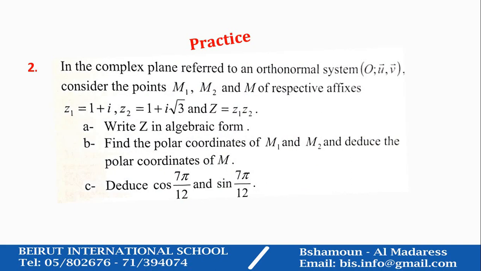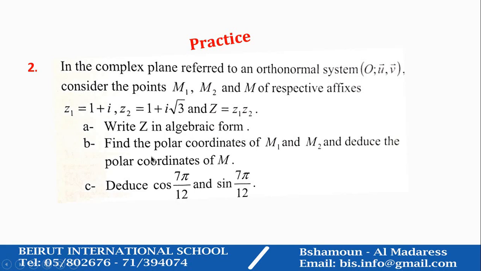Practice number 2. In the complex plane O, u, v, consider the points M1 and M2, with M1 of affix 1 plus i, M2 of affix 1 plus i root 3, and Z is Z1 times Z2. Write Z in algebraic form. Find the polar coordinates of M1 and M2. Deduce that of M. Deduce cosine 7 pi over 12.